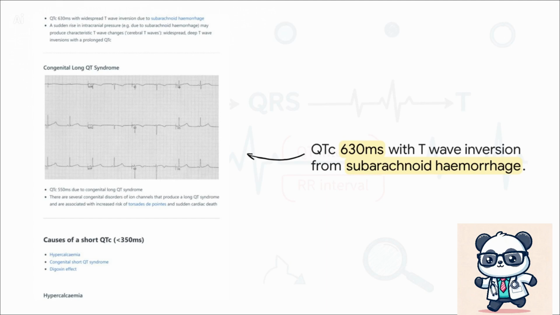Now check out this dramatic scenario. This is a sudden rise in intracranial pressure from a subarachnoid hemorrhage. Notice those characteristic cerebral T waves. You've got these widespread, super deep T wave inversions paired with a massively prolonged QT of 630 milliseconds. It is an unmistakable, critical pattern.